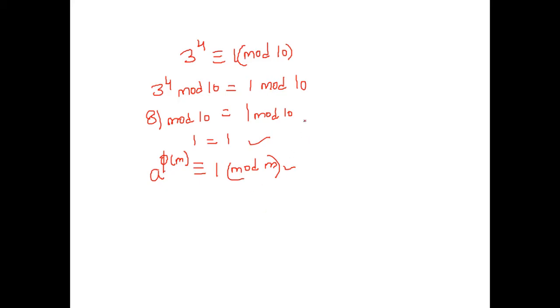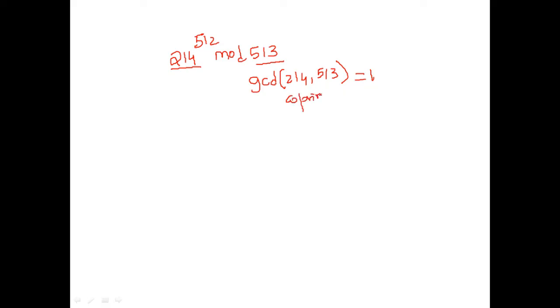Okay, we have understood Euler's theorem. Now let's take an exercise. Can you compute and tell me the value of 214^512 mod 513? Can you tell me the value? The very first step is to check the GCD of 214 and 513. If you compute that, you will know that the GCD is 1. So we say 214 and 513 are co-prime numbers.